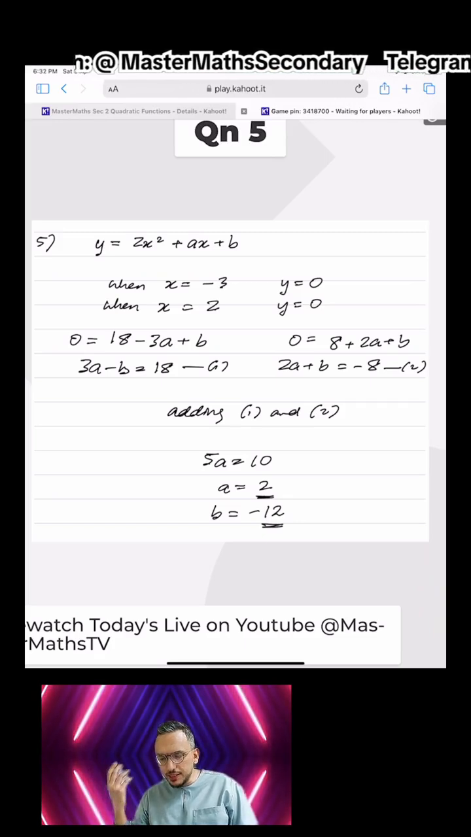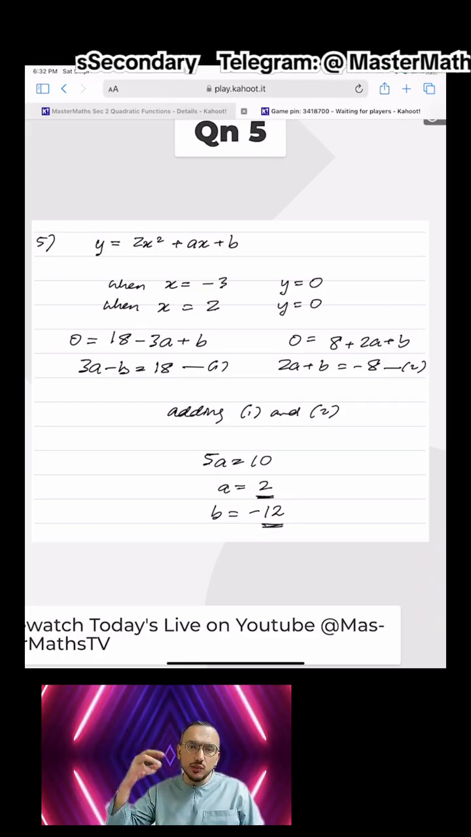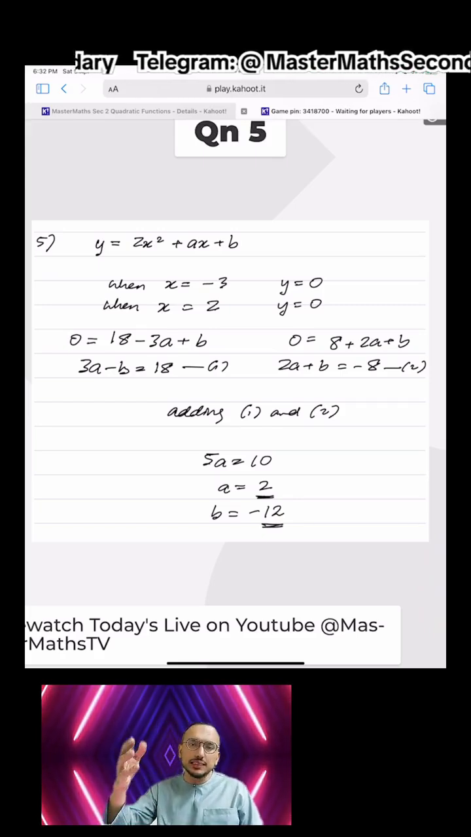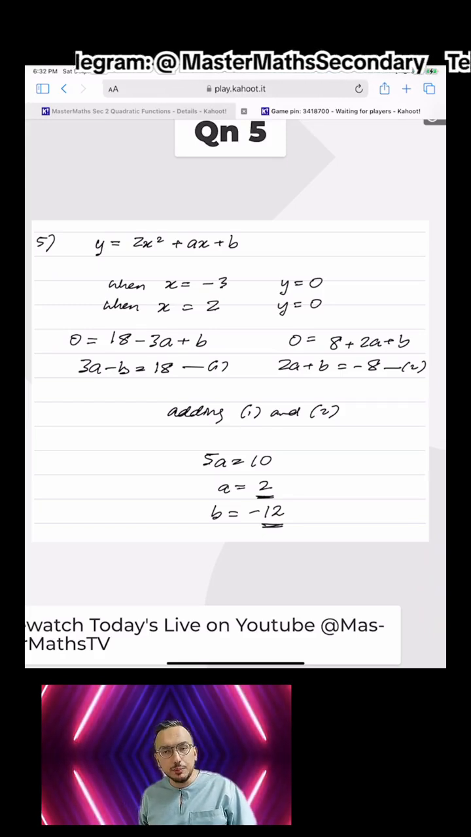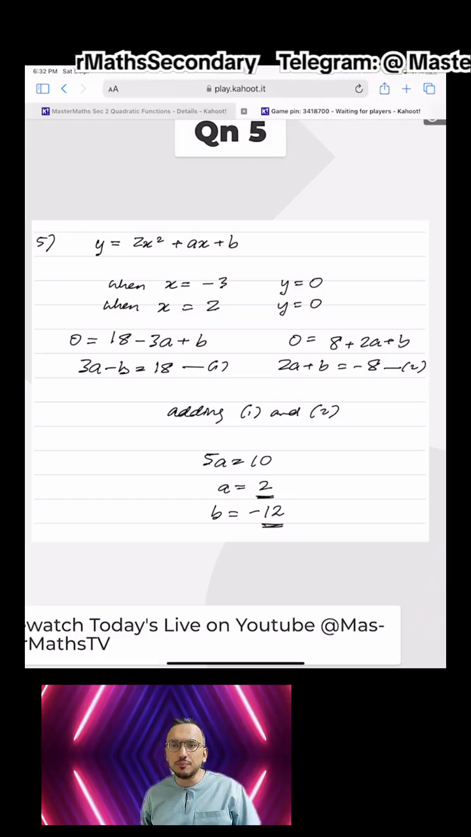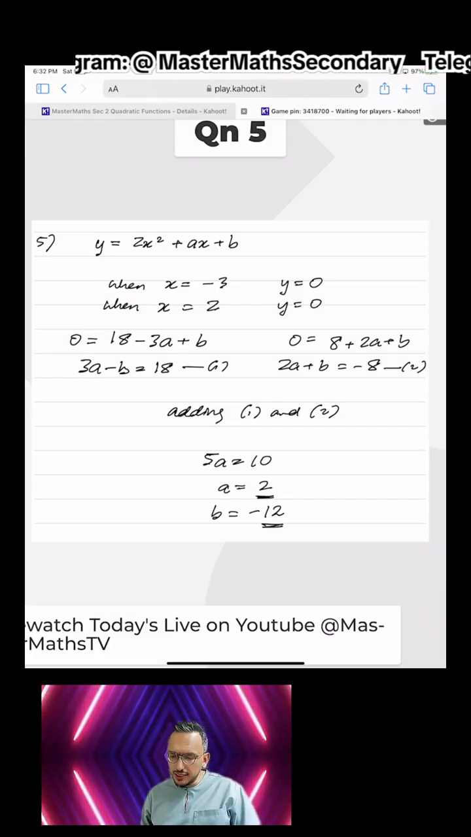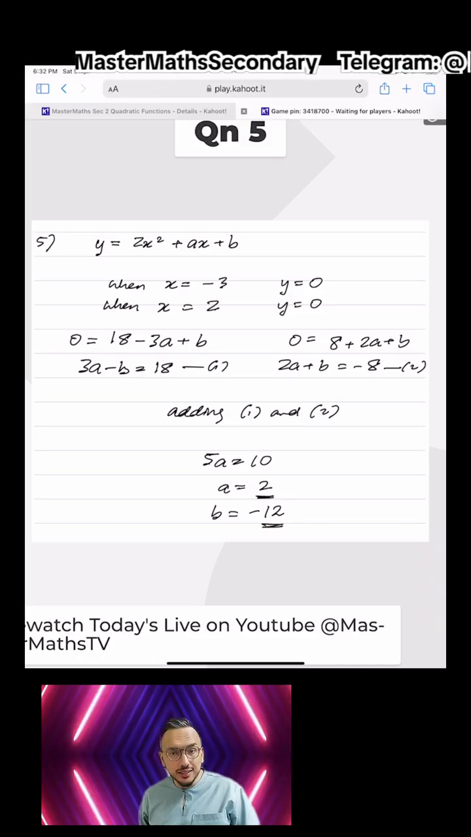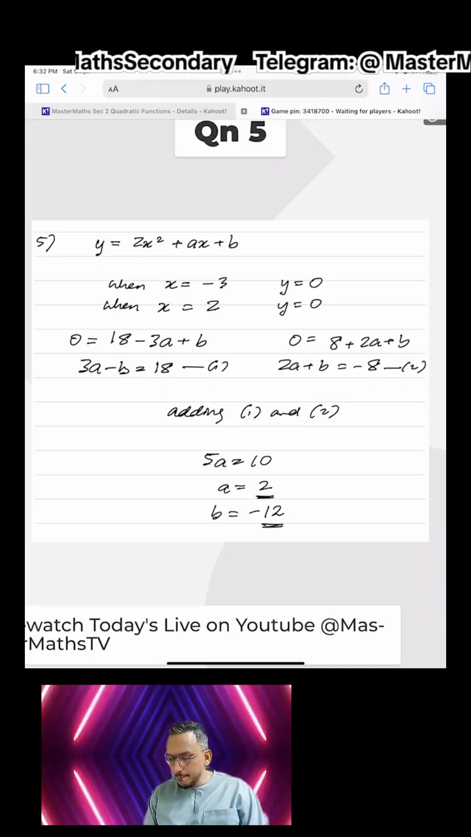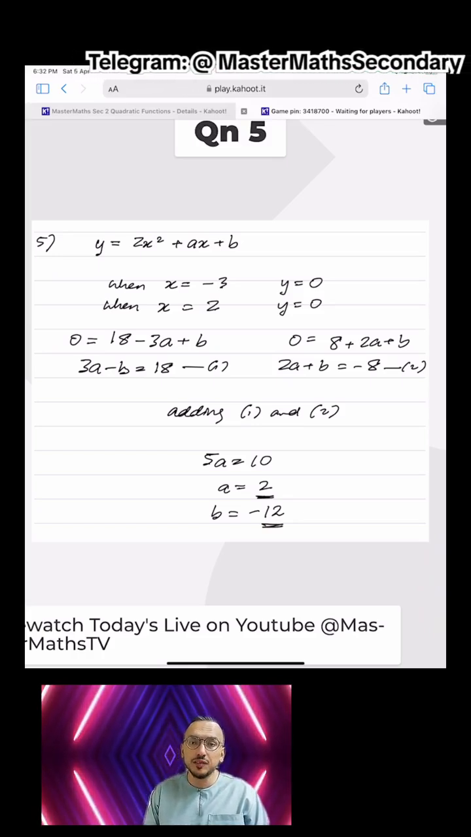So what happens is we are going to substitute these values into the equation. Same as just now, remember there was one question where we had to solve the simultaneous equations. Same thing. So we get 5a equals 10, a equals 2, and then because a equals 2, b will be equal to negative 12.